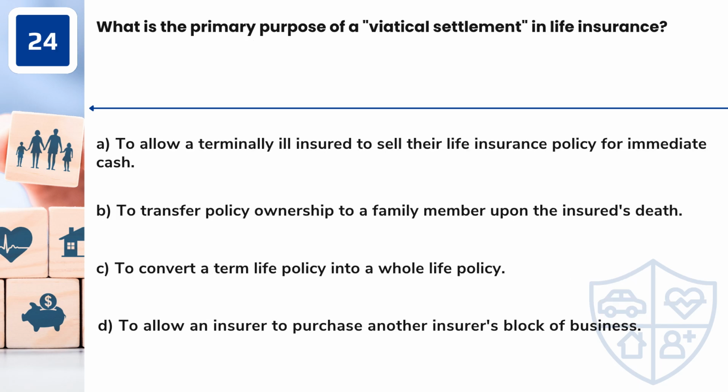Question 24. What is the primary purpose of a viatical settlement in life insurance? A. To allow a terminally ill insured to sell their life insurance policy for immediate cash. B. To transfer policy ownership to a family member upon the insured's death. C. To convert a term life policy into a whole life policy. D. To allow an insurer to purchase another insurer's block of business.